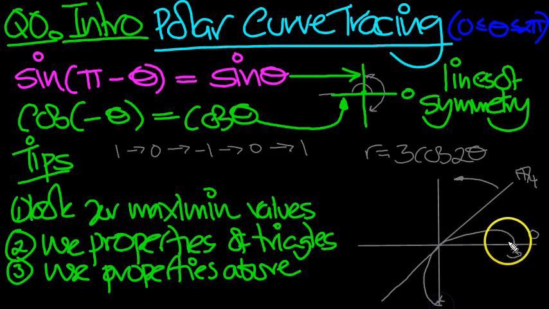And these two, when you draw them, that value is minus 3 when theta is pi over 2. If you put that in by way of a check, 2 pi over 2 is pi. Cos pi is minus 1. 3 times minus 1 is minus 3. So yeah, that looks good.